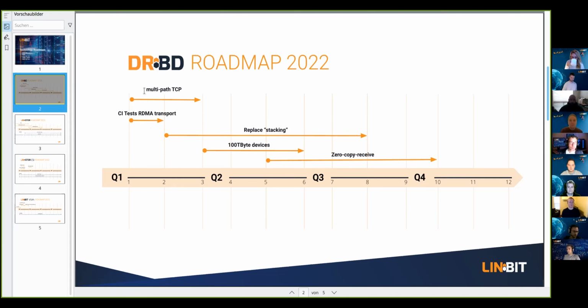Then the other nice thing we have here is this Multipath TCP. And I want to start early next year to work on that. And I expect that we have that in the first quarter, maybe get it with the Q2 release of DRBD. What is it about?